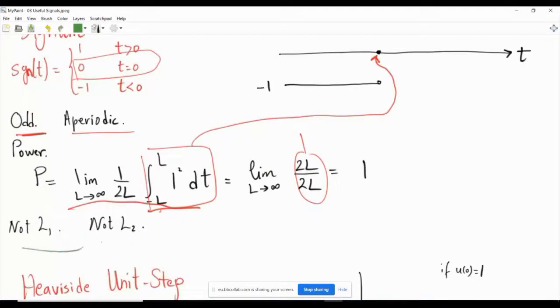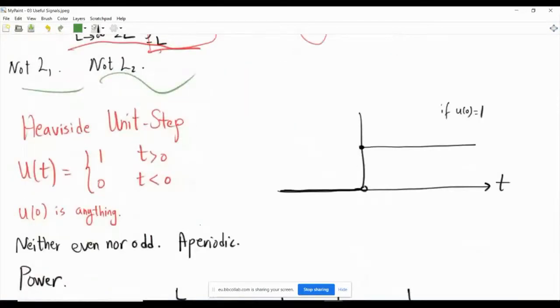The signal is not absolutely integrable. It's not square integrable either, because when you take the absolute value, you make it equal to 1 almost everywhere, and so the integration will give you infinity.